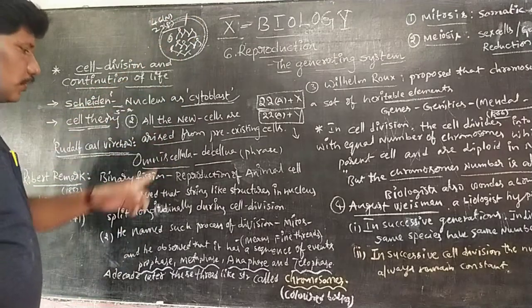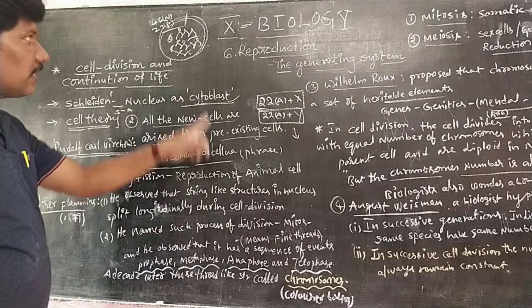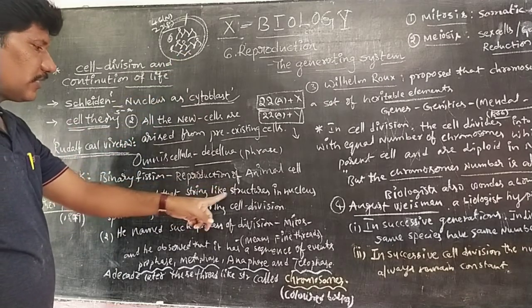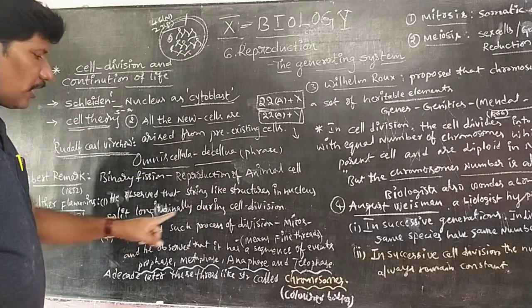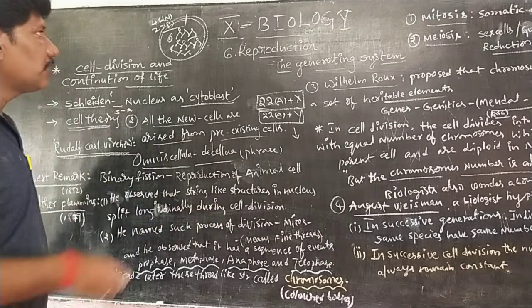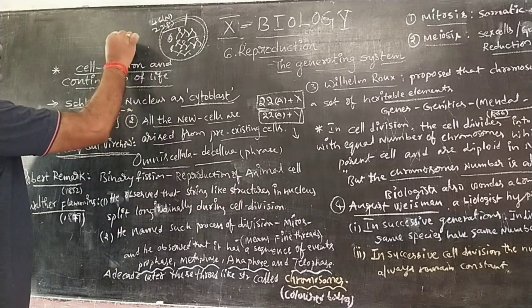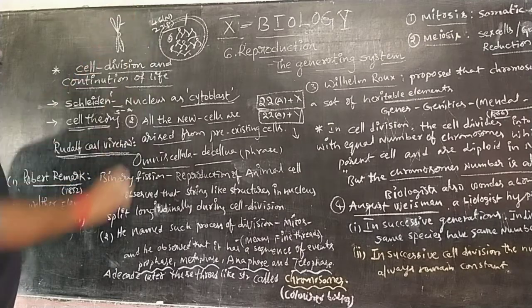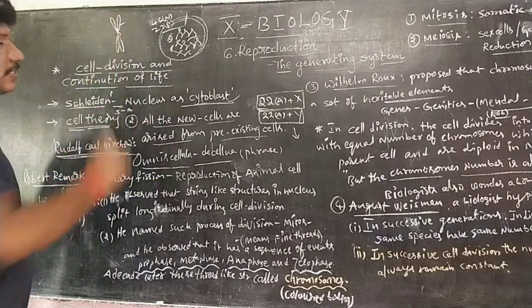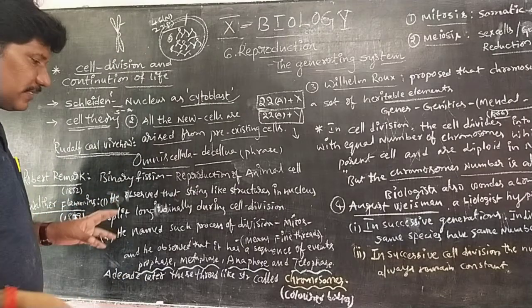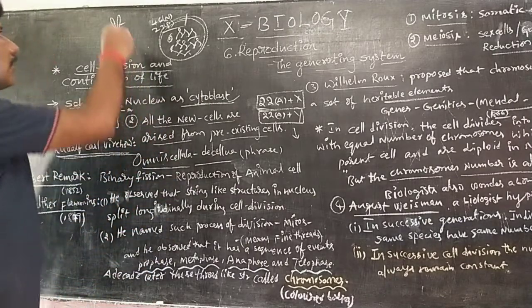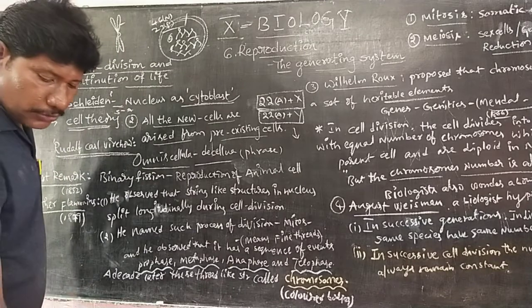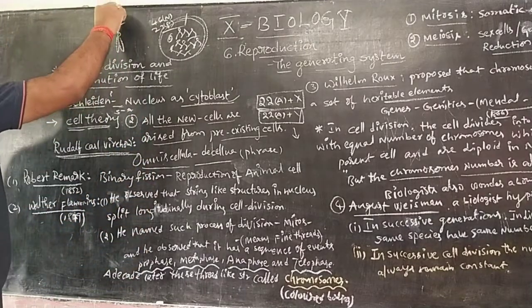Is that clear, children? He observed that the string-like structures in the nucleus split longitudinally during cell division. Just take this as a chromosome, an X chromosome. This chromosome has string-like structures, which we call arms or chromatids. They have to split longitudinally. So these chromosomes are split.